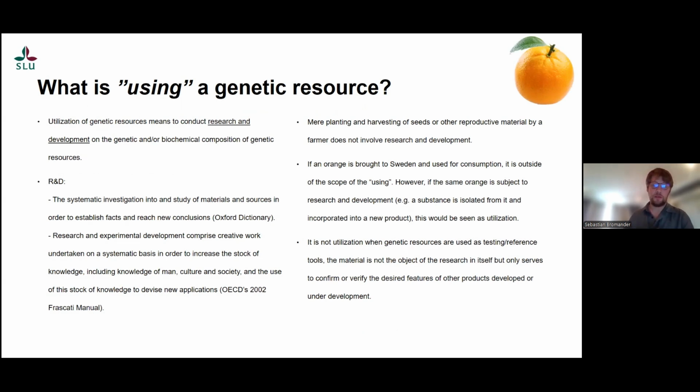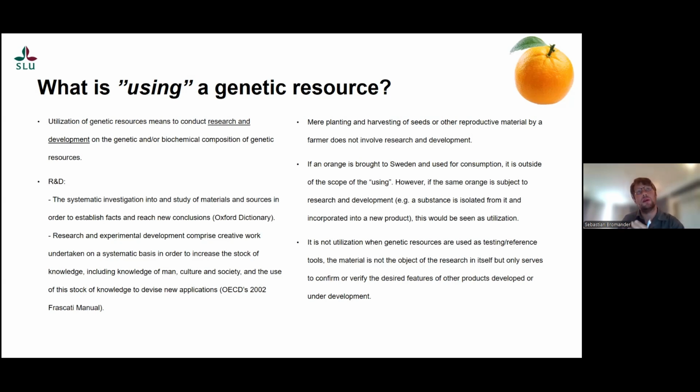Those things are sent between countries every day, all the time, and an orange is normally sent here from another country to consume, right? To eat it, and that is not using. Using must be connected to some kind of research and development, and the Nagoya Protocol falls back on the more common definition of research and development. That's why I refer to the Frascati manual and the Oxford dictionary. But you should be aware of that.